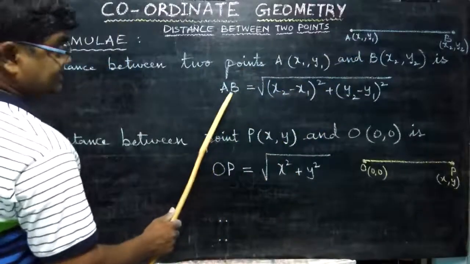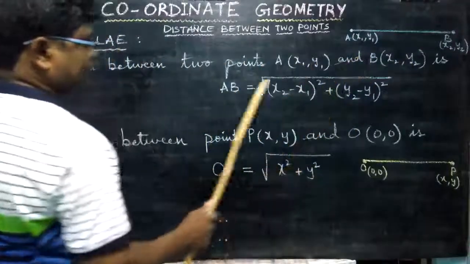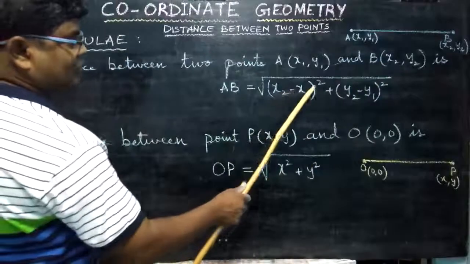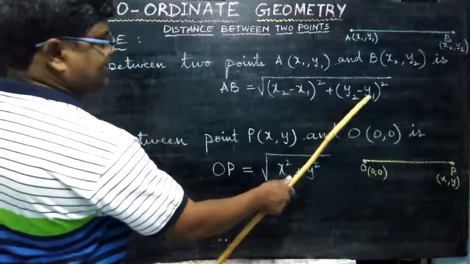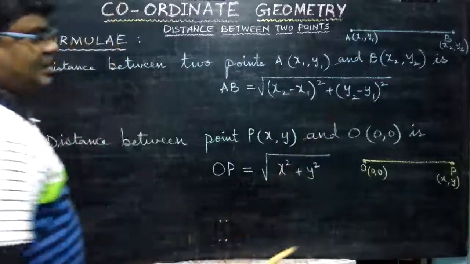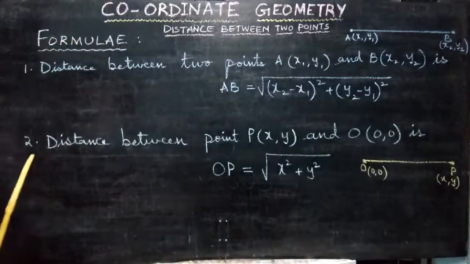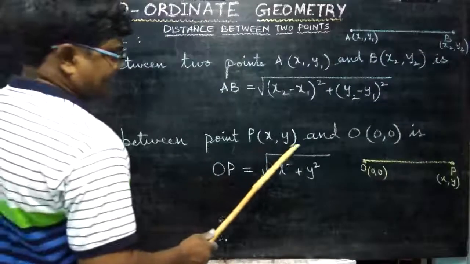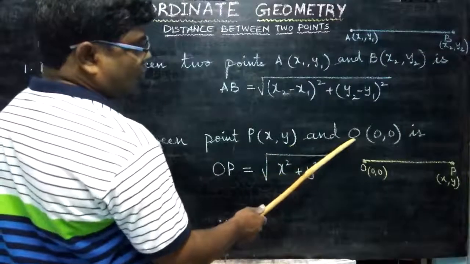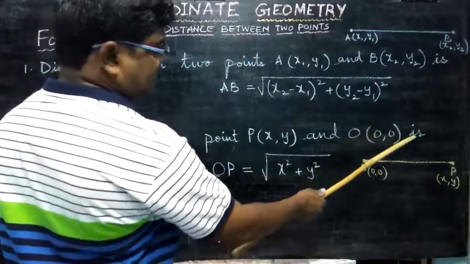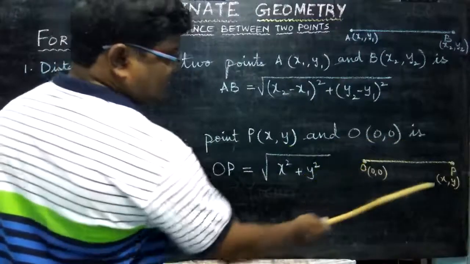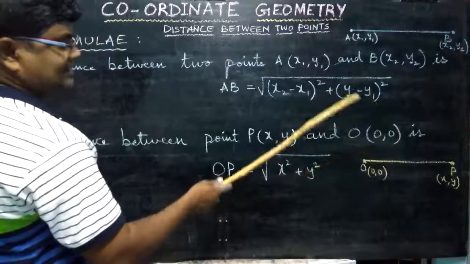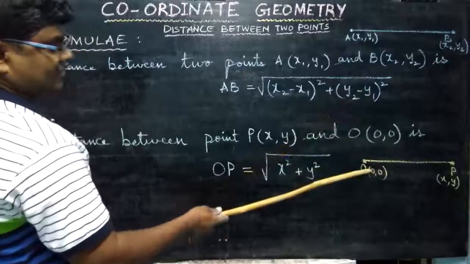So this AB has this meaning. AB is equal to square root of (x2 minus x1) whole square plus (y2 minus y1) whole square. Very simple formula. Next, coming to the second one, distance between point P (x, y) and O. O means origin, (0, 0), here one point. This also is 2 points only. The same formula you can apply, no problem. But still this one is easier than that. Are you able to follow?